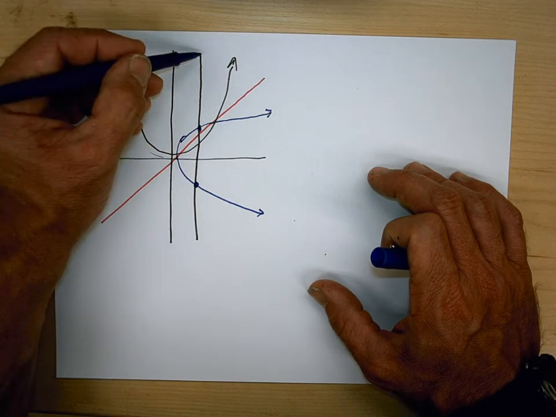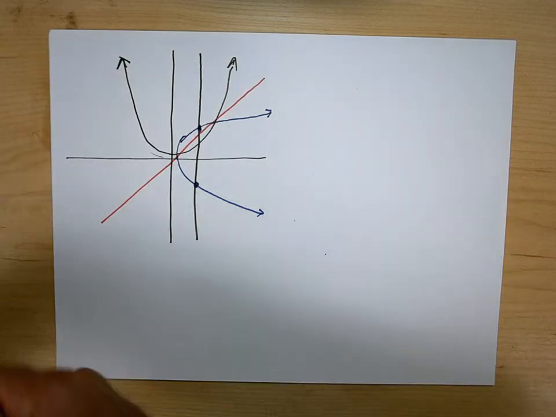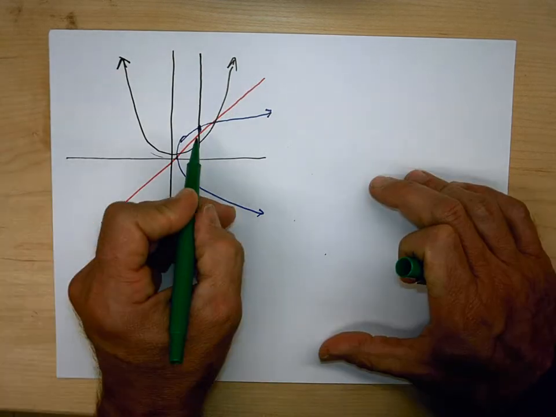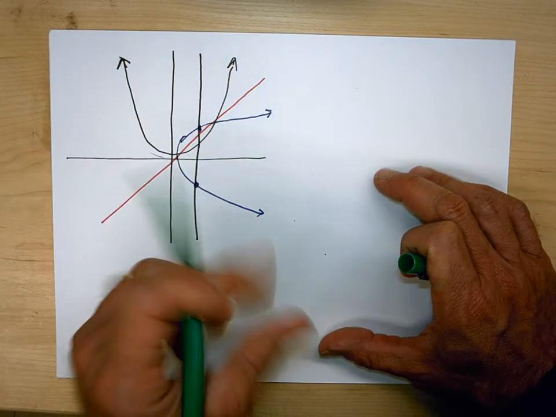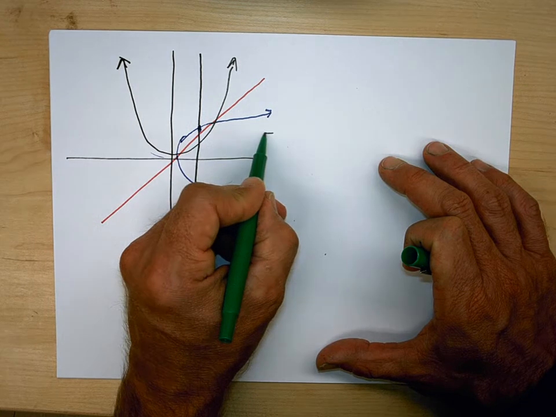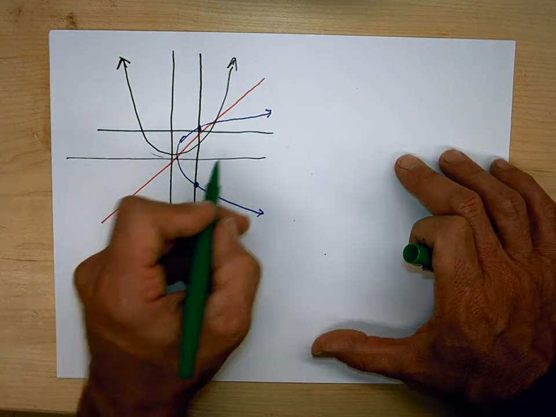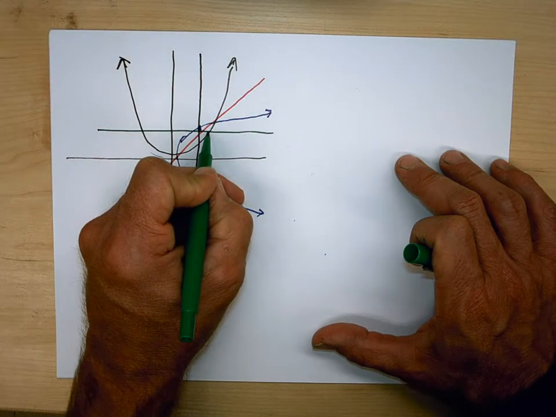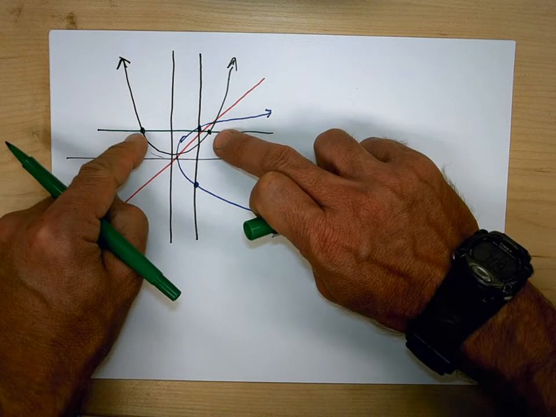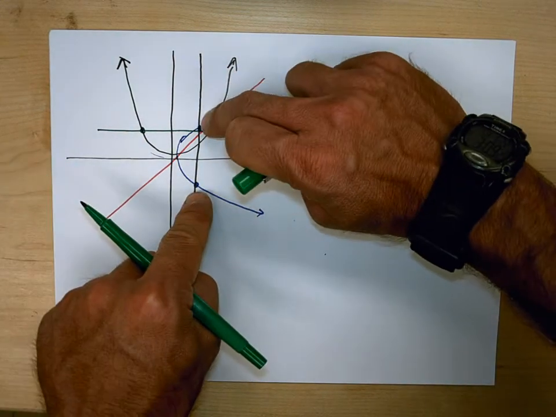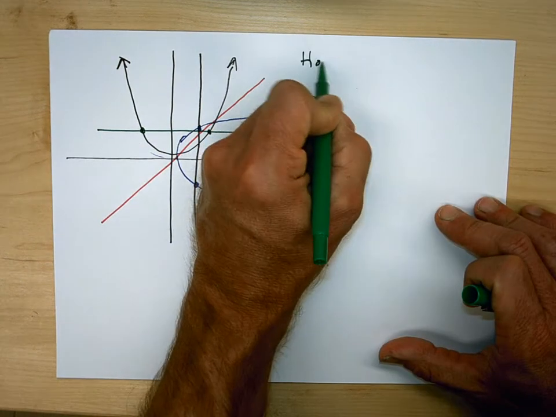But notice if I take this vertical line and flip it over the line y equals x, I am going to end up with a horizontal line. Notice that this horizontal line intersects the original graph in two places, and if we were to flip it over, they would be these two places on the inverse. So this is the horizontal line test.